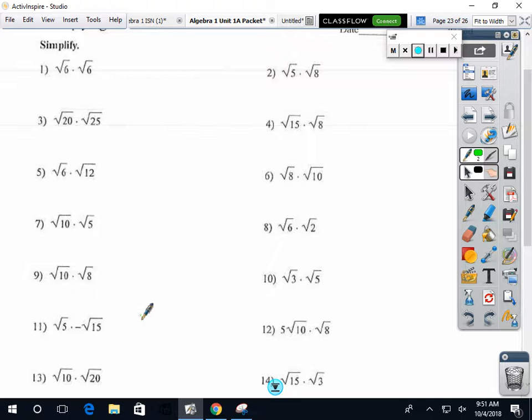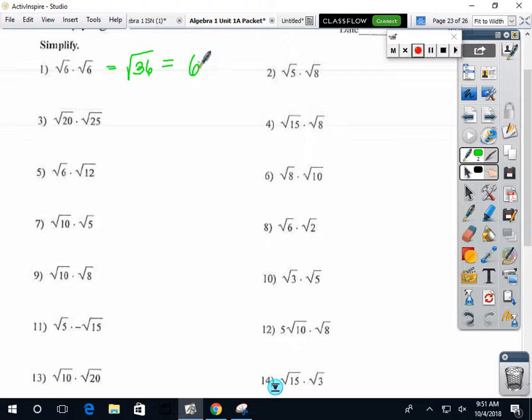Okay, number 1, square root of 6 times the square root of 6 equals... Aren't they both inside numbers? They're both radicands. So that means you can multiply them together and get 36 on the inside, but then we know the square root of 36 is just 6.